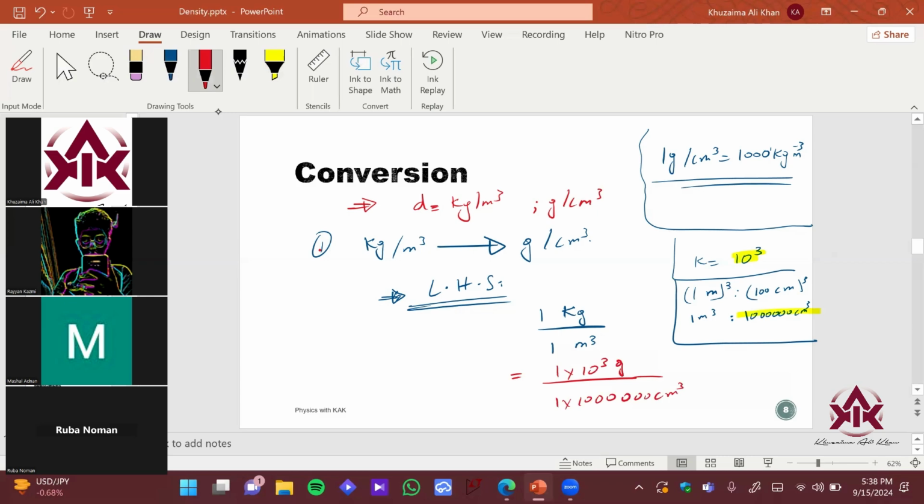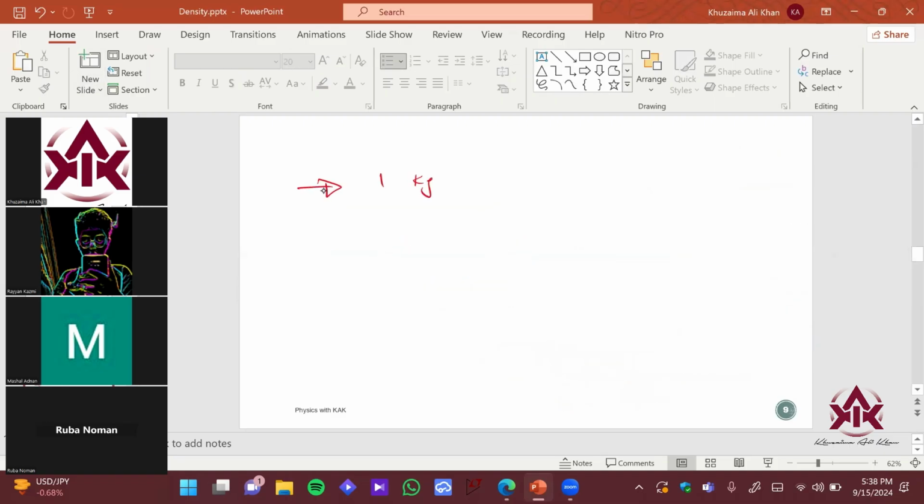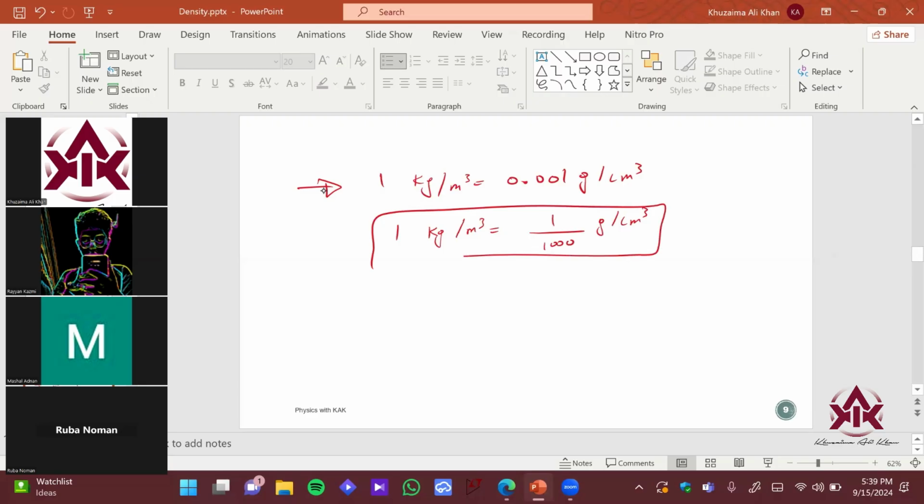So if I simplify this, I can get the following relation that, okay, जी. So it is equals to basically 0.001 gram per centimeter cube, right? Or I can say this as follows also. 1 kilogram per meter cube equals to 0.001 gram per centimeter cube, right? So if I just convert the decimal point into fraction form, that is going to be as follows: that 1 kilogram per meter cube is equals to 1/1000 gram per centimeter cube. So this is the relation from kilogram per meter cube to gram per centimeter cube.